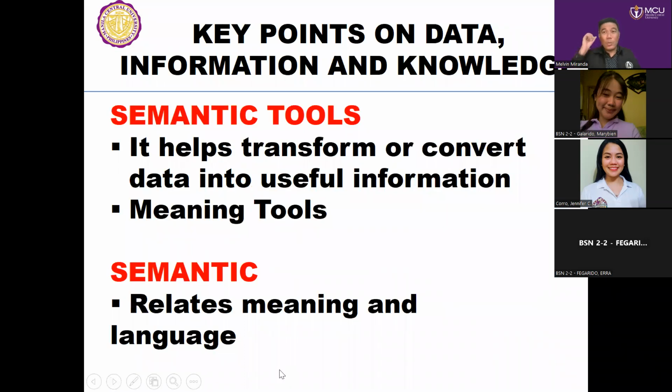Okay. Now, to continue, let us now define etong mga terms na ito that are very useful in the processing of information and knowledge. Actually, we have semantic tools. Okay, semantic tools. This helps transform or convert data into useful information. Meaning tools. Tapos, if we use the term semantic, relates meaning and language. Okay, tingnan natin an example.